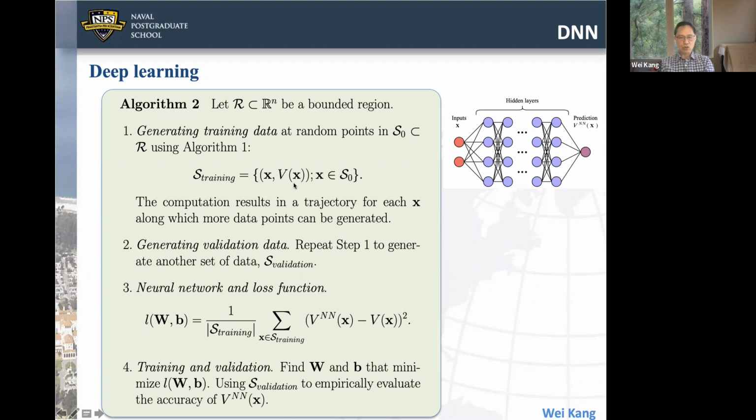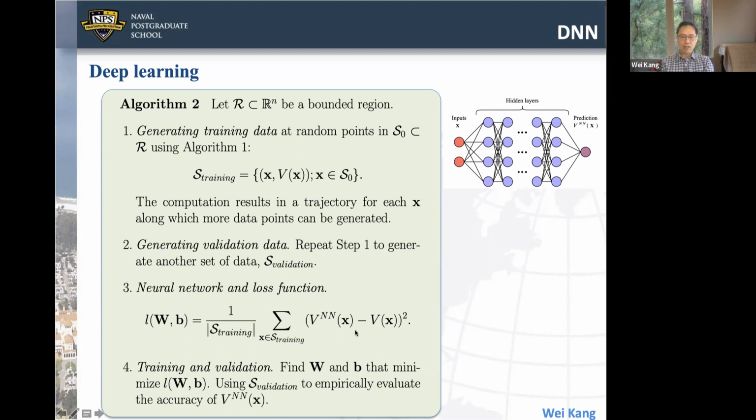I use them as truths, right? So then I generate the validation data. So this training not only gave you a neural network, you can also generate data to validate it because of algorithm one. Okay, so that's nice. At least you can empirically validate the solution's accuracy.